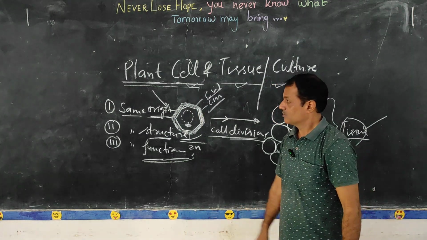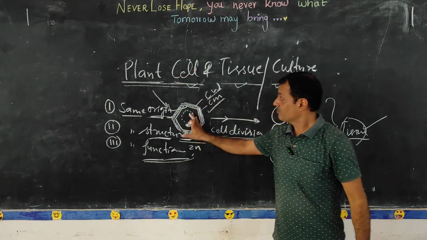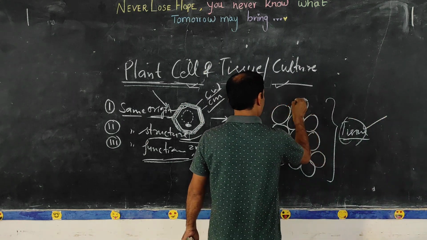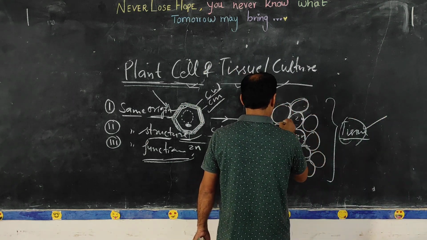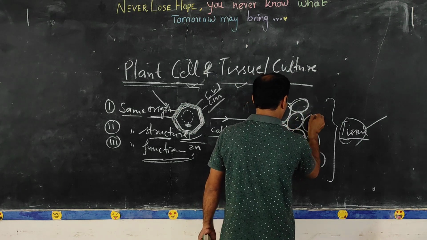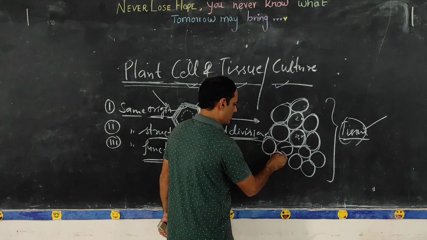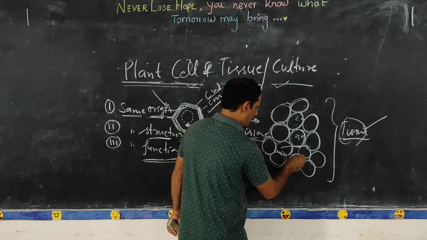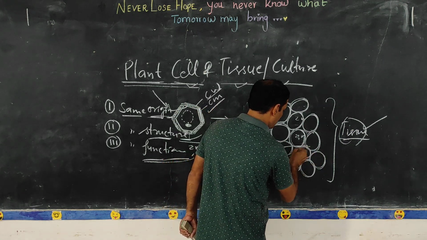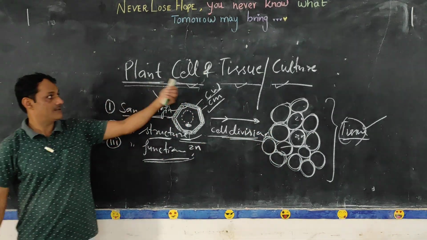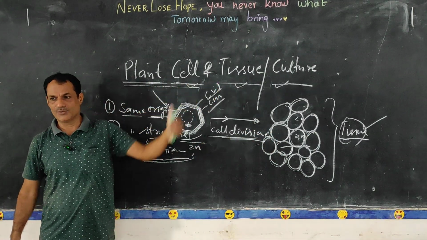Is it okay? So this is a plant cell. This is plant tissue, right? I am not drawing double layers here, right? Actually, cell wall formation also starts immediately after cell division, right? So cell wall formation also starts. So now this group of cells is called tissue. It is clear what a plant cell is and what a plant tissue is.